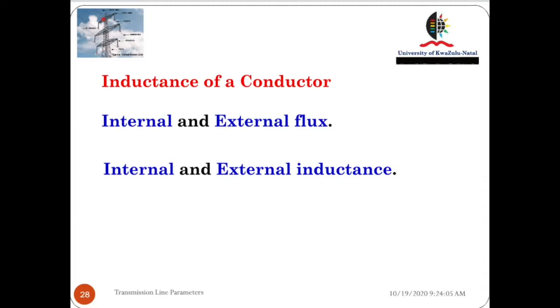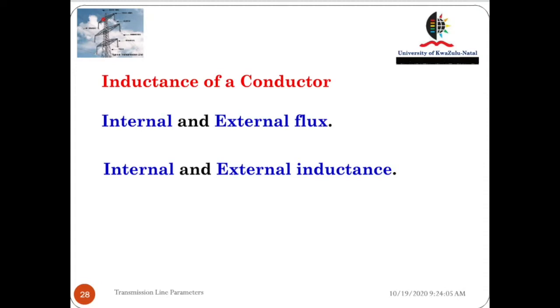Right, now we go to the external flux. Now the external flux is produced around the conductor. External flux is around the conductor, outside the conductor. And this external flux is due to its own current, meaning the current I ampere that is flowing through it, and also currents that are flowing through the other conductors which are nearby to this conductor that we are considering.